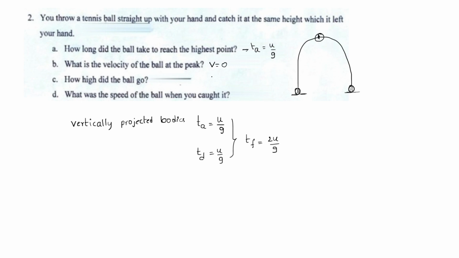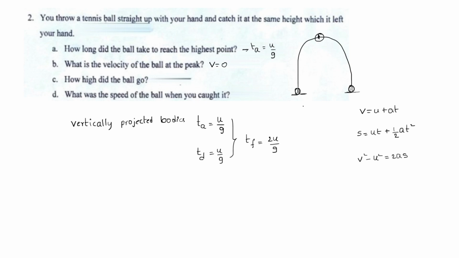How high did the ball go? So that means we need to calculate h here. Remember, we got three equations of motion. One is v is equal to u plus at. Another is s is equal to ut plus half at square. Another is v square minus u square is equal to 2as.